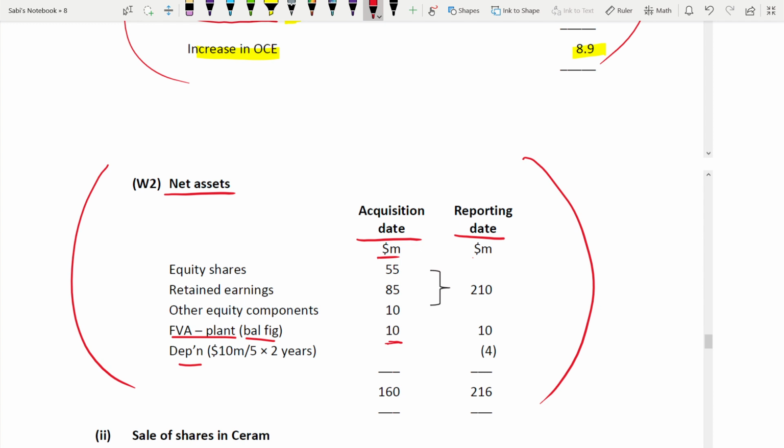Coming to the reporting date. So at the reporting date, what happens? Equity share, retained earnings and other components of equity, all the three you are adding.